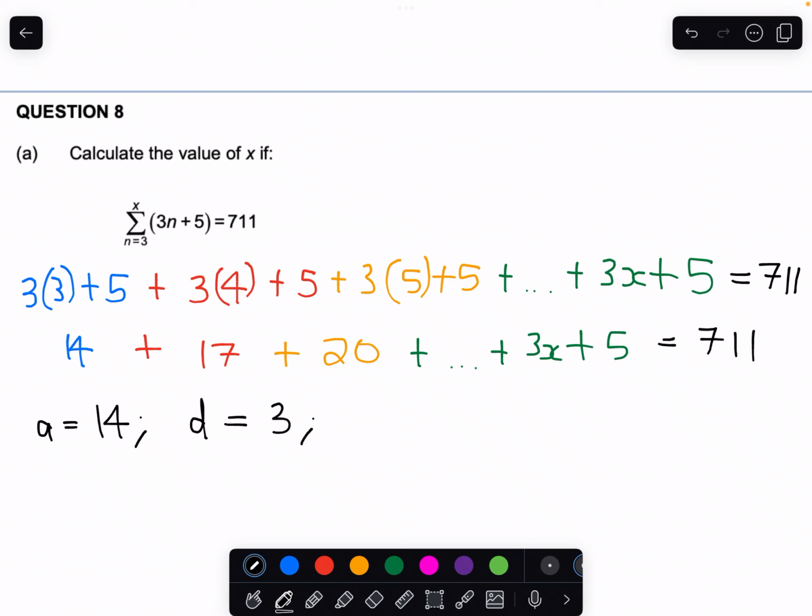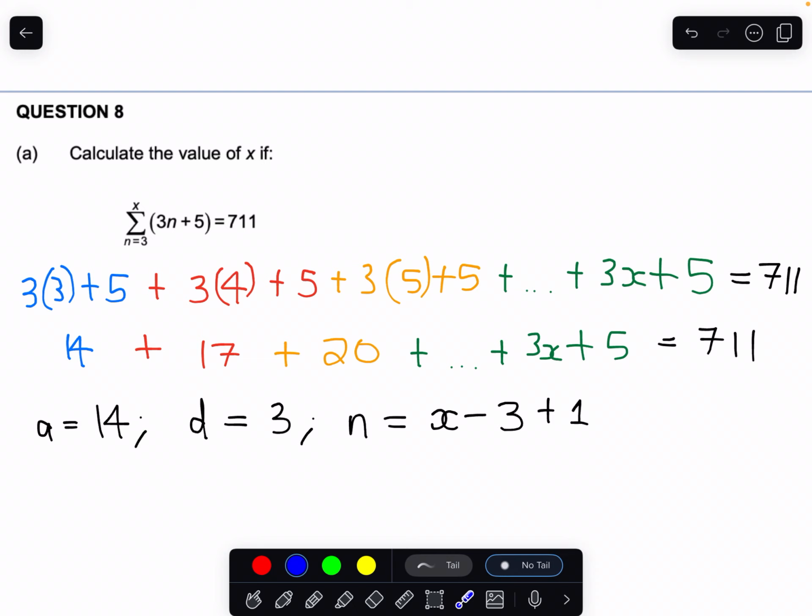The number of terms is going to be whatever x is minus 3 plus 1, right? Because just imagine that x somehow was 4. That would then be 2 terms that you're adding. There would be the n equals 3 term and the n equals 4 term. So it would be 2 of them. So 4 minus 3 plus 1.